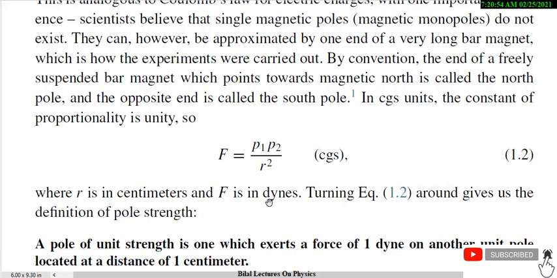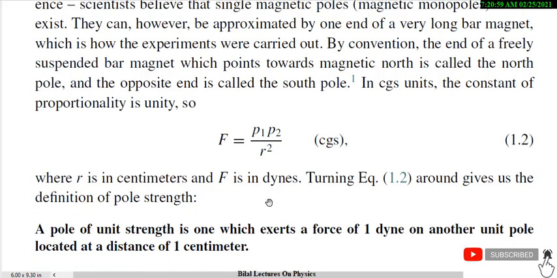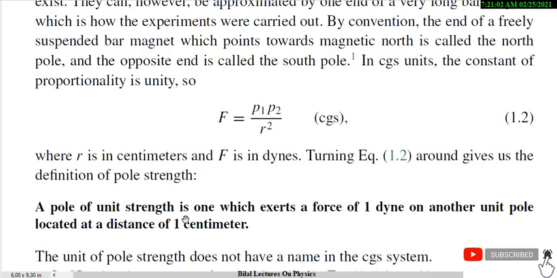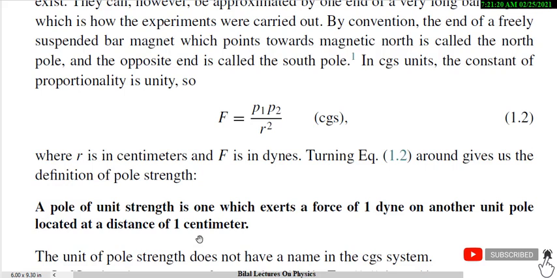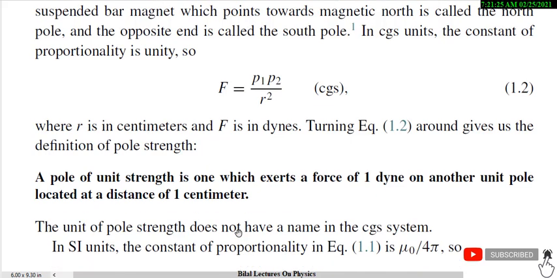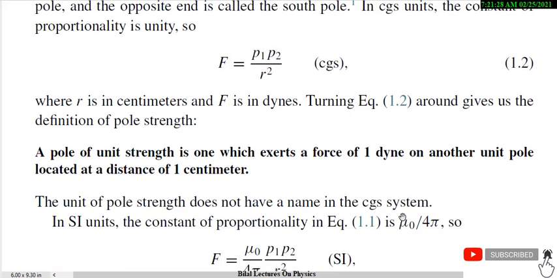We can also relate it in terms of magnetic field strength. Basically a pole of unit strength is one which exerts a force of one dyne on another unit pole located at a distance of 1 centimeter. So if we have a unit pole located at a distance of 1 centimeter from another pole, with a force of one dyne, then the strength of that pole will be 1. The unit of pole strength does not have a name in the CGS system.